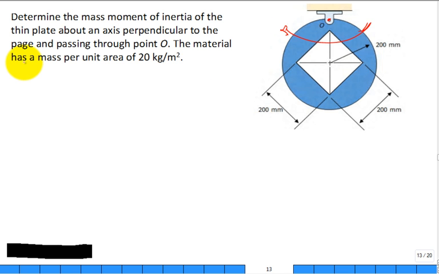And the material has a mass per unit area of 20 kilograms per meter squared. Yeah, they consider it as a composite. One solid round plate, and then one the hole, and then you're going to subtract that contribution from the square hole out of it.